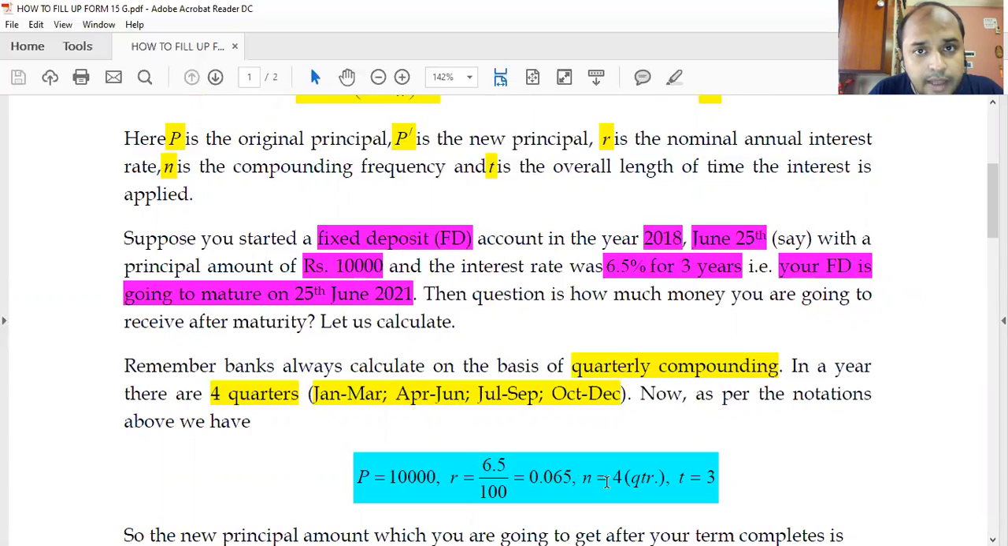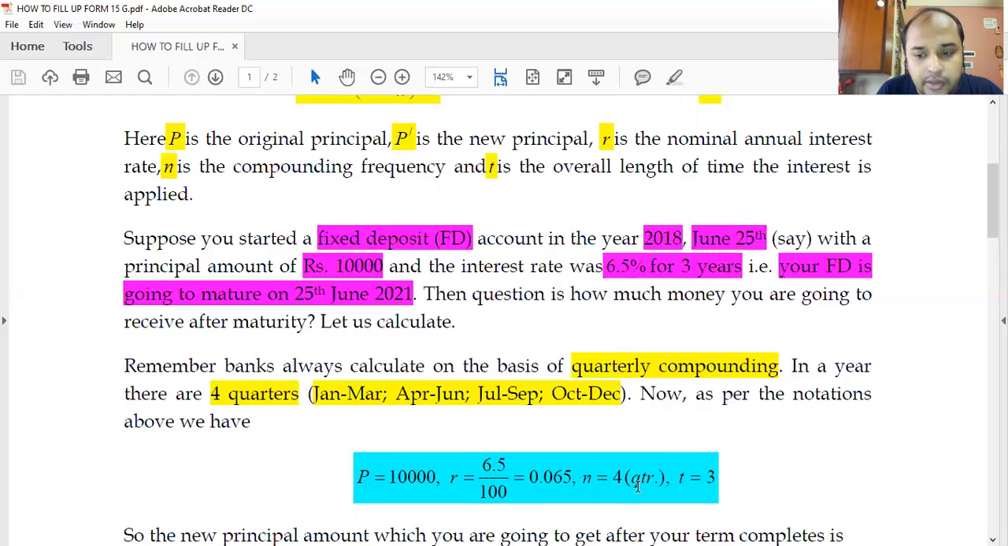As I told you, the bank always calculates the compound interest quarterly. So your n will be 4, because we know in a particular year there are 4 quarters: January to March is one quarter, April to June is one quarter, July to September is the third quarter, and October to December is the fourth quarter. So in total, there are 4 quarters in a year. So n equals 4. And since you have opened this account for 3 years, your small t will be 3.